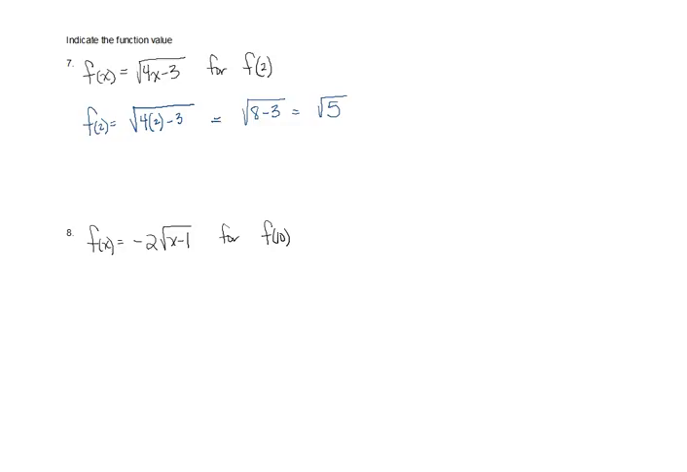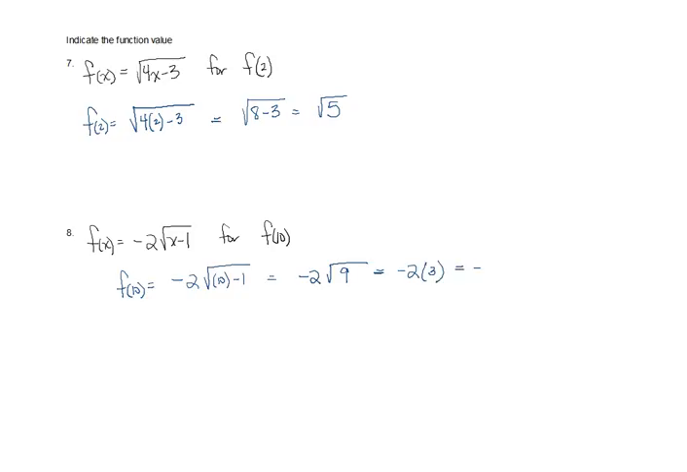For problem number 8, given another function, f of x equals negative 2 times the square root of x minus 1, we want to know what the value of that is at f of 10. So once again, we're going to copy down the problem, and anywhere we see an x, we're going to insert a 10. Well, 10 minus 1 would be 9. The square root of 9 is going to be a 3. And we know negative 2 times 3 is negative 6. So f at 10 equals negative 6.